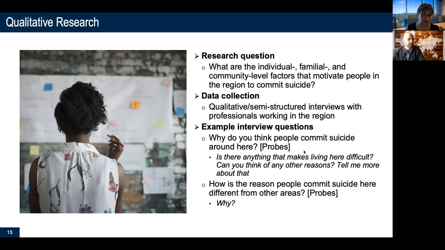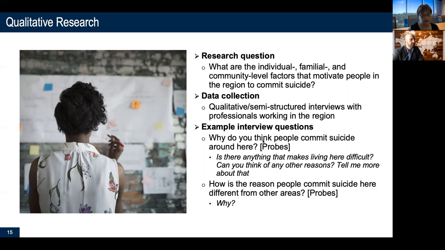Then we developed the guide, and some of the interview questions pertaining specifically to our research questions were, why do you think people commit suicide around here? And then, just to prepare in case people are not very talkative and don't want to provide a lot of information, is there anything that makes living here difficult? Can you think of any other reasons? Tell me more about that. This is just to trigger people to share a little bit more.